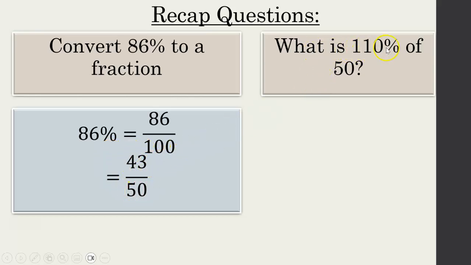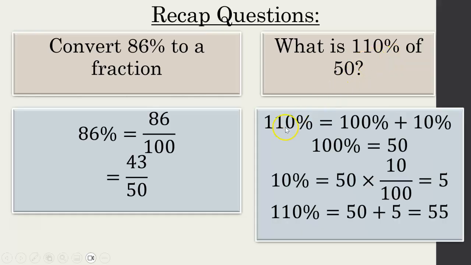What is 110% of 50? A little bit of a trickier question. Now, 110% is 100% and another 10%. So what's 100%? Well, that's 50. 100% is equal to 50. So what's 10%? Well, 10% of 50 would be 50 times 10 over 100, because that's the fraction. So that's 5. So what's 110% of 50? Well, that's 50, which is your 100%, plus 5, which is equal to 55.